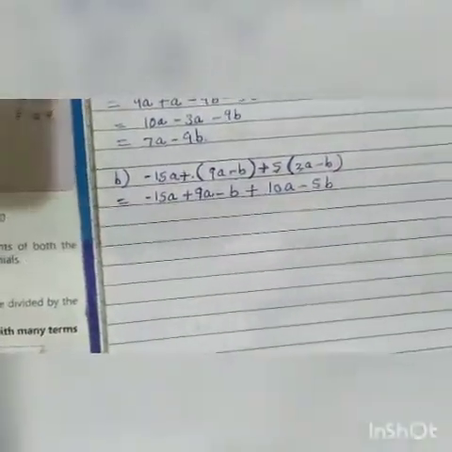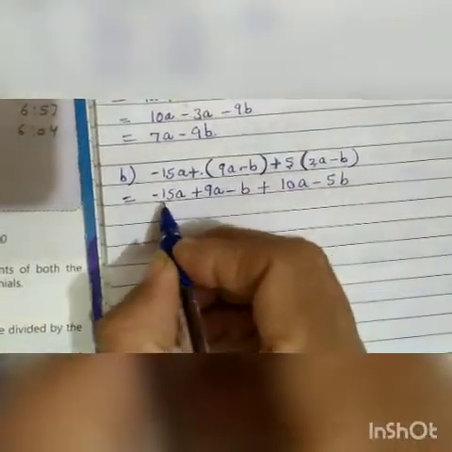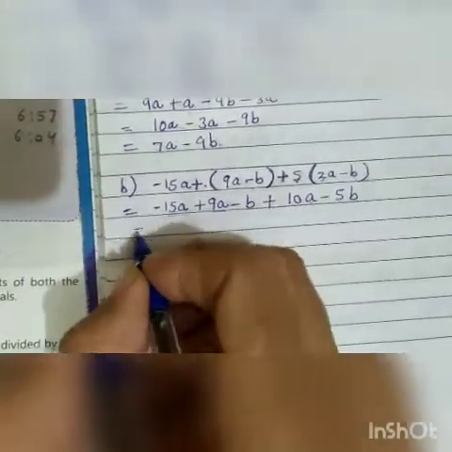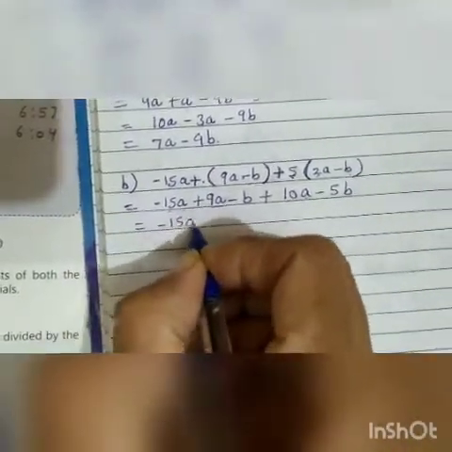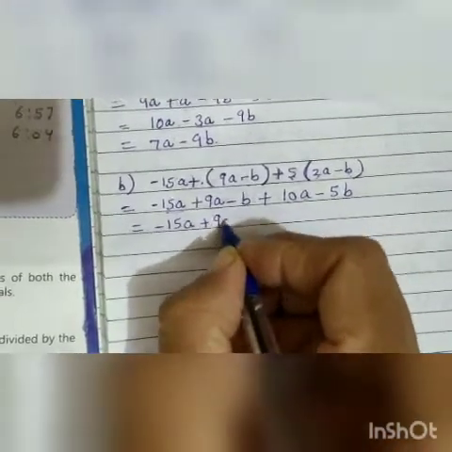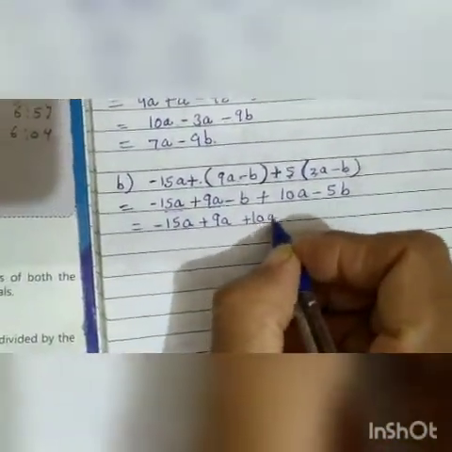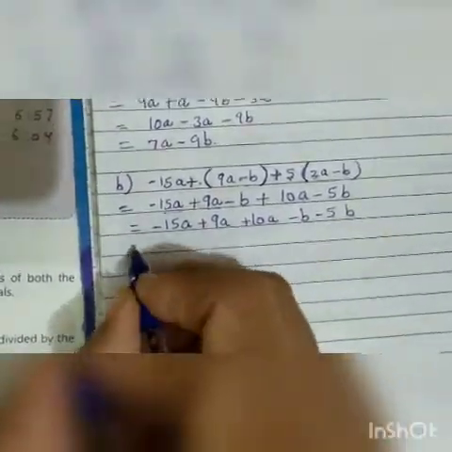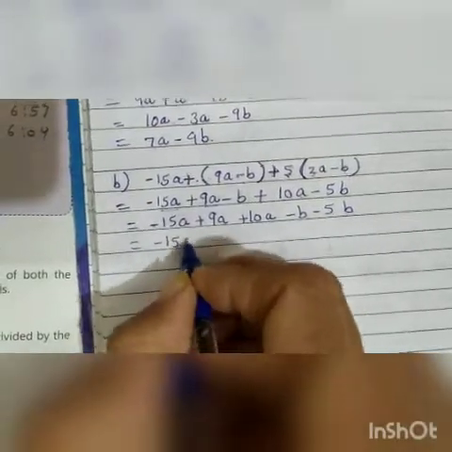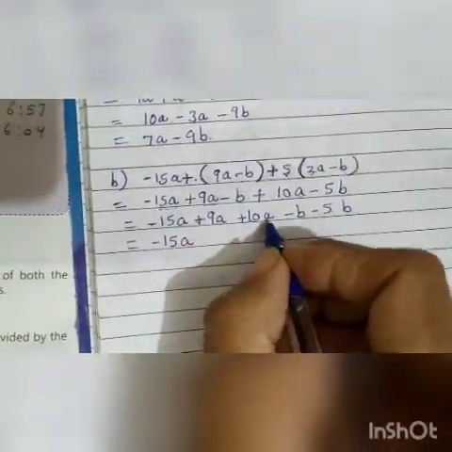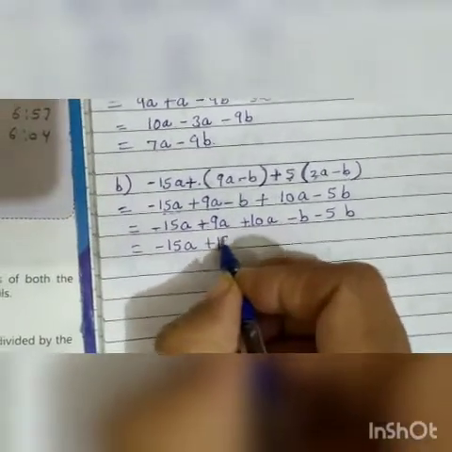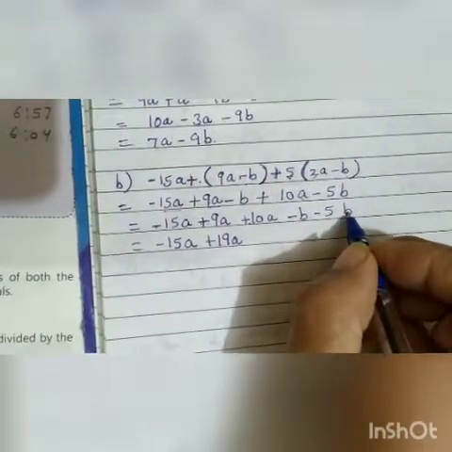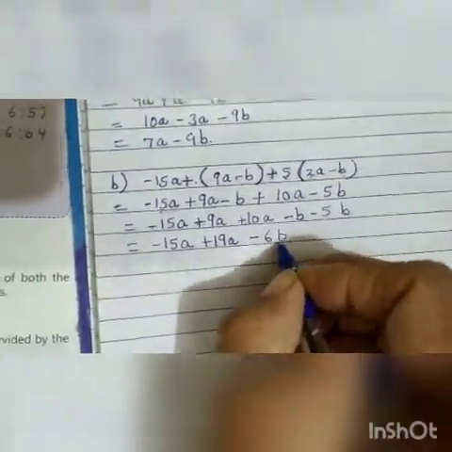Now again we will write like terms together. This is 15a, this is 9a, and this is plus 10a. So we will write all these three terms together: minus 15a plus 9a, then this plus 10a. Now write this minus b minus 5b. Now this minus 15a will be written as it is. This plus 9a plus 10a, 9 plus 10 is 19, so 19a. Now this is minus 1b and this is minus 5b. So it will become minus 6b.